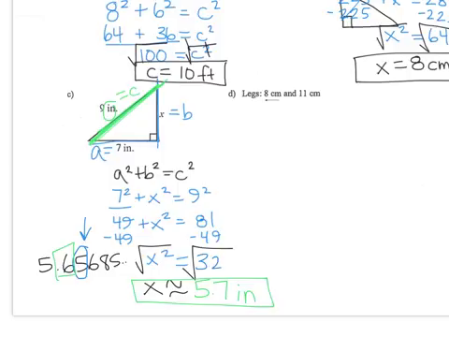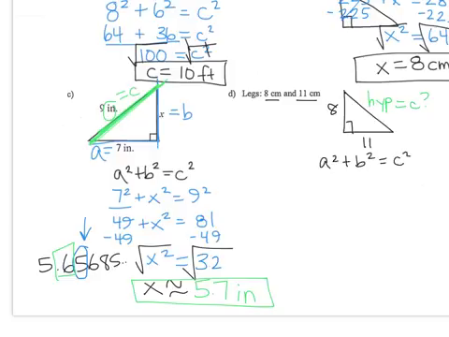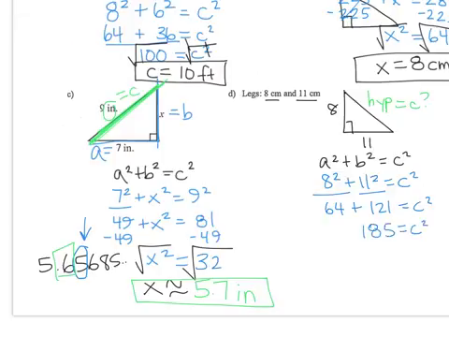And then D, the legs are 8 and 11. So in a right triangle, the legs are where it makes the 90-degree angle. So we are trying to find the hypotenuse. We're trying to find what C is. So I write the formula. A squared plus B squared equals C squared. I substitute the legs. 8 squared plus 11 squared equals C squared. 8 squared is 64 plus 121 equals C squared. So 185 equals C squared.